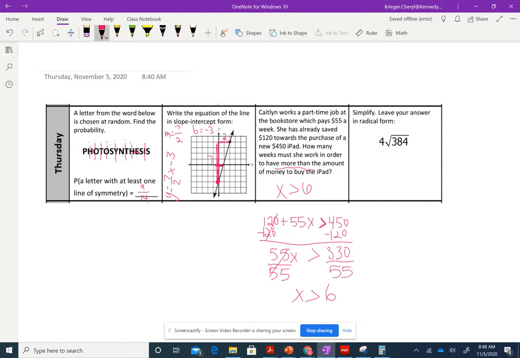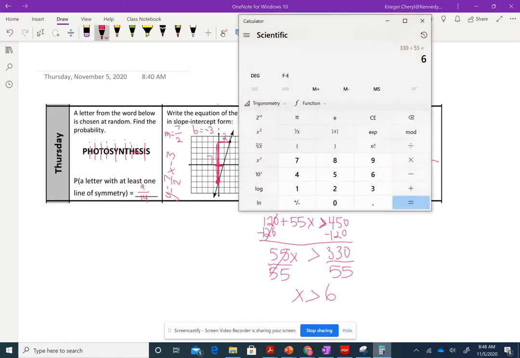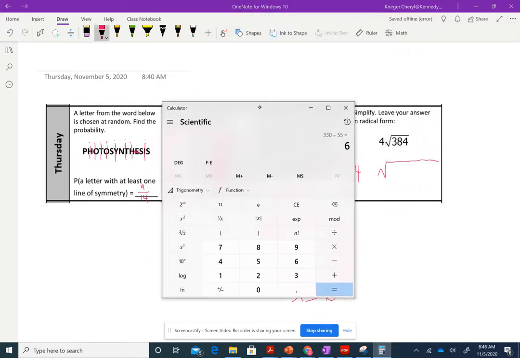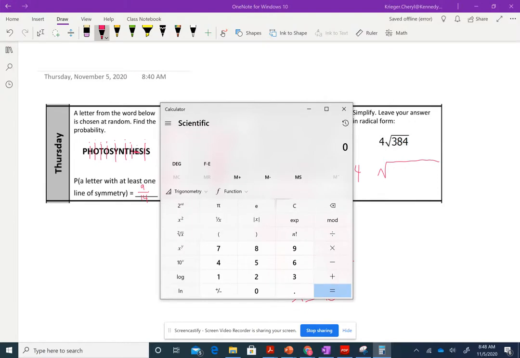Okay, and then your favorite question, the simplifying radicals. We have 4 times the square root of 384, and I'm just going to try stuff here, guys. So I'm going to drag this over. Now 384 ends in a 4, so I'm thinking it might be a factor of 4 or 16 or maybe even 36. So I'm going to just try things. 384 divided by, let's try 36. Nope. 384 divided by 16. Okay, so that was a good one.